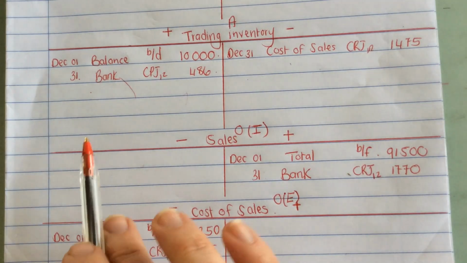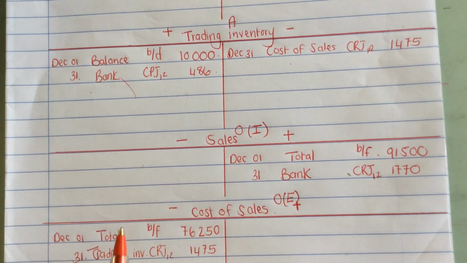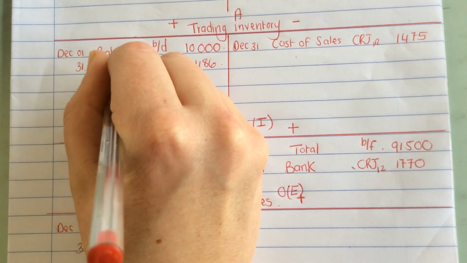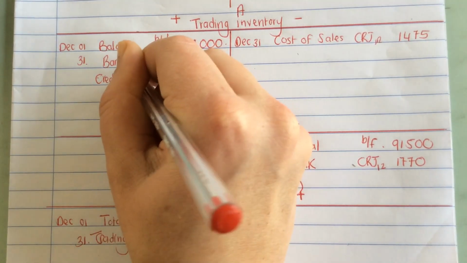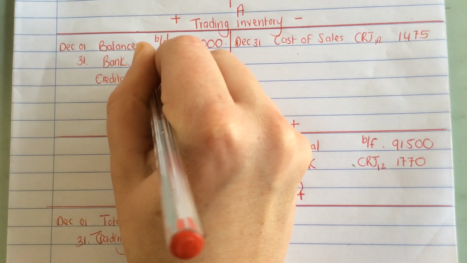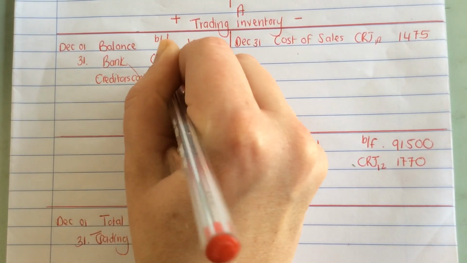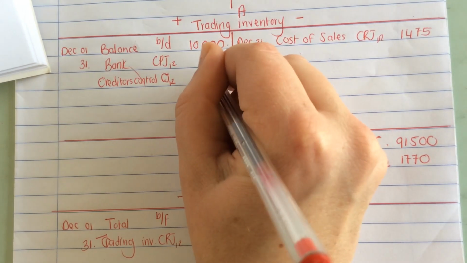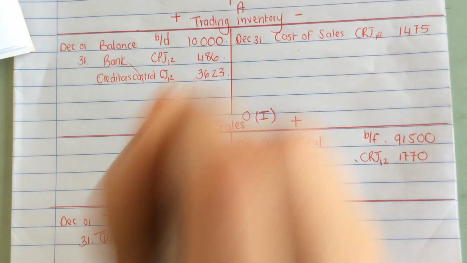December the 31st. Now, am I going to write bank in details? No. We write creditors control. And it is 3,623.